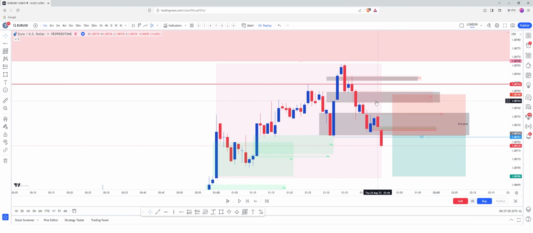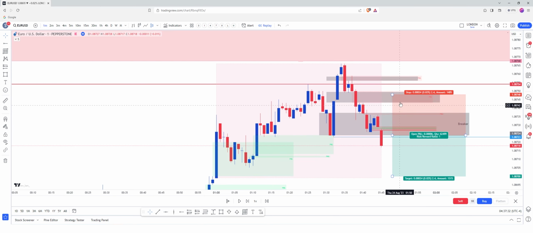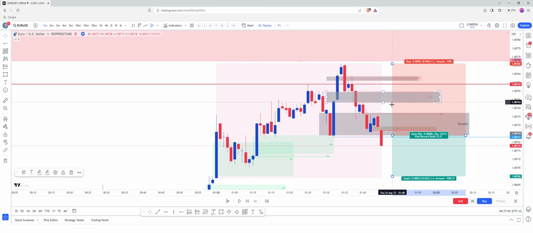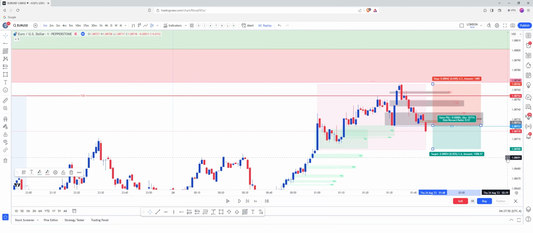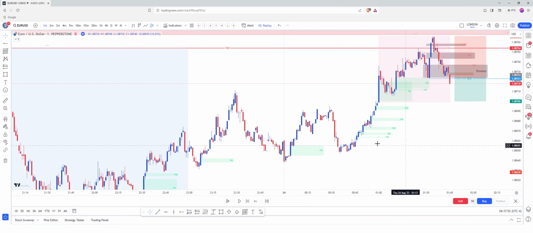Now, because we've got fair value gaps all the way up here, I'm going to need to place my stop loss above this high. It'd be nice to get a tighter stop loss, but we do have inefficiencies higher, so price may come back to fill these inefficiencies before continuing lower. So I'm going to take the entry if we tap the breaker block. My first target will be these swing lows here.